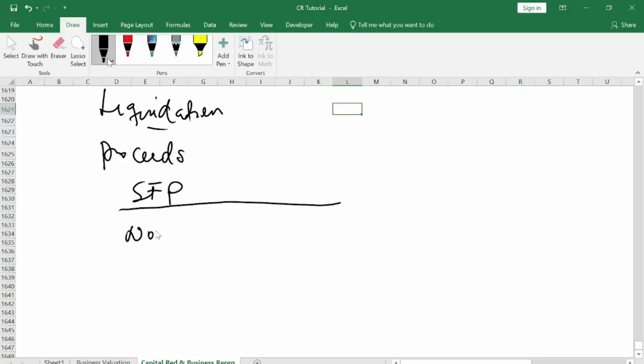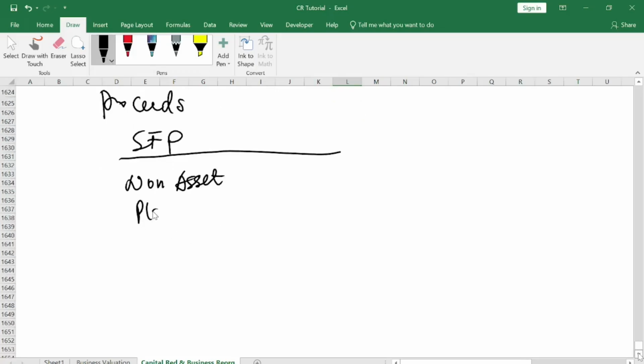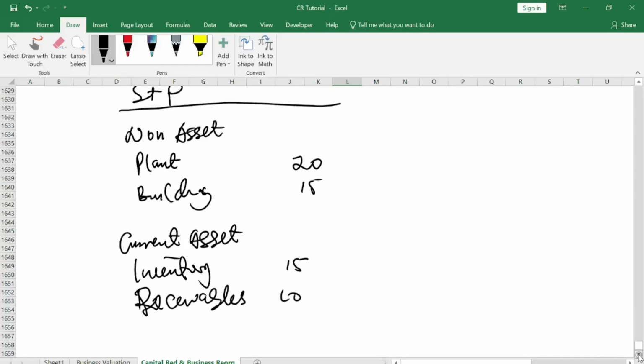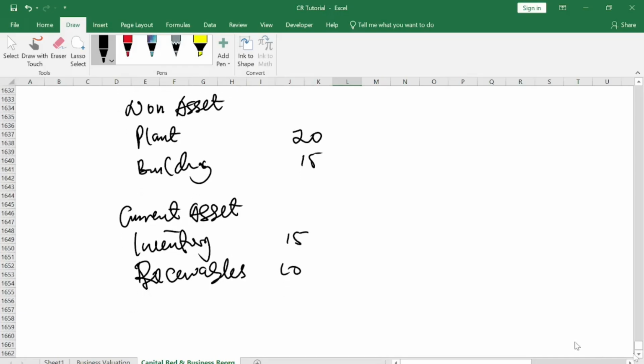So you have maybe your non-current assets. Maybe you have plant. You have building. This one is what, 15. Okay. Current assets. You have your inventory. You have your receivables. Okay, good. You have this. Maybe let me add bank, right? Good. You have this.